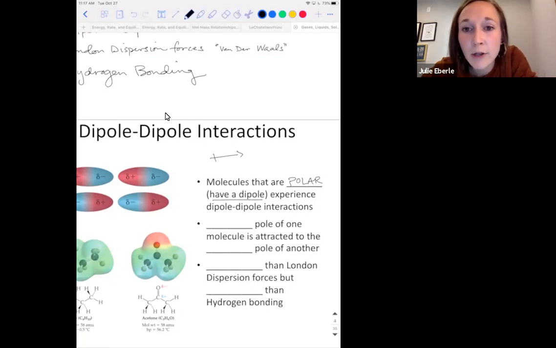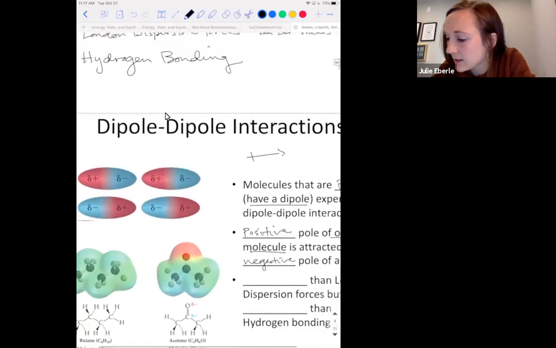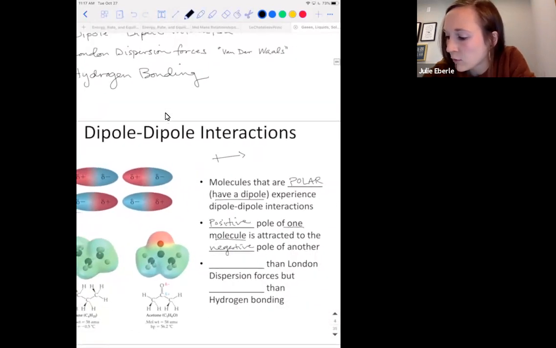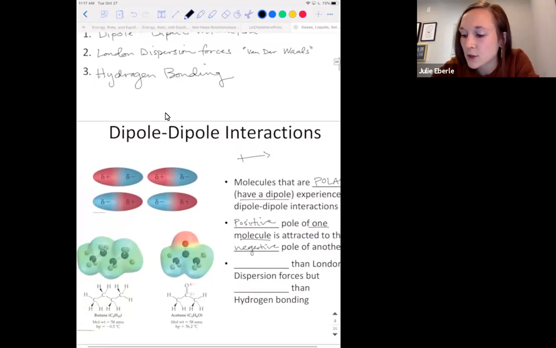Dipole interactions are the strongest force for polar molecules, ones that can't hydrogen bond, and we'll get to that, but molecules that are just polar. And so what happens here is the positive pole of one molecule is attracted to the negative pole of another. And that's exactly, hold on, I'll let you fill in those blanks. The positive pole of one molecule is attracted to the negative pole of another molecule, a neighboring molecule. And that's exactly what you see in this first picture up here with the red and blue ovals.